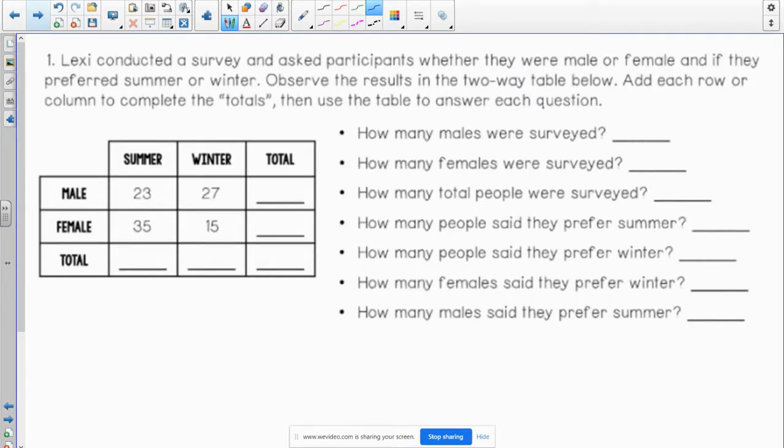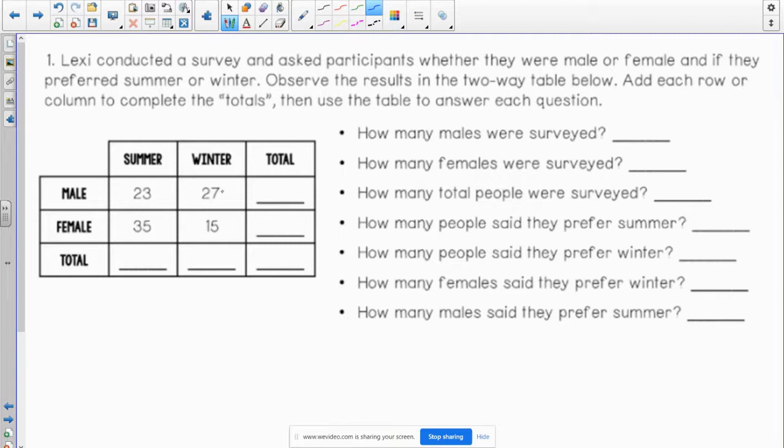It says Lexi conducted a survey and asked participants whether they were male or female and if they preferred summer or winter. Observe the results in the two-way table, add each row or column to complete the totals, then use the table to answer the question. So here's your first look at the two-way table. She has two categories, male and female, and then if they like summer or winter.